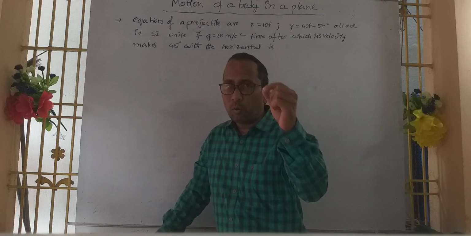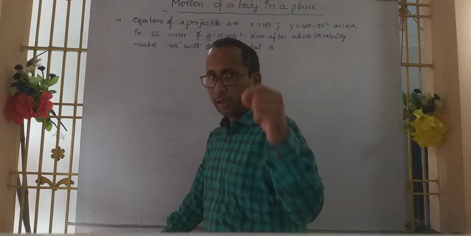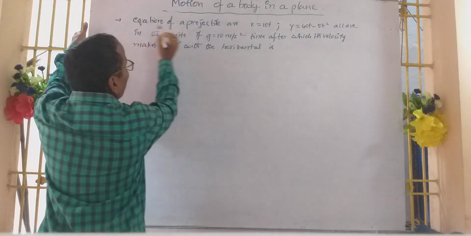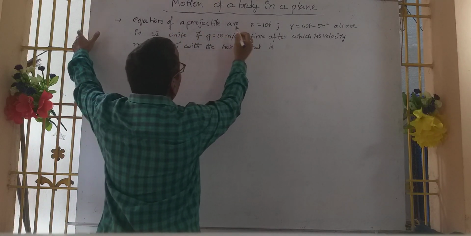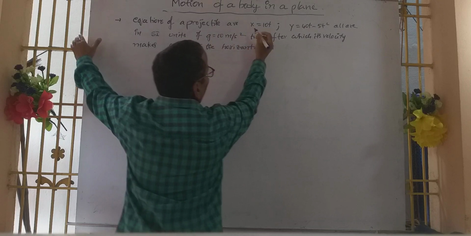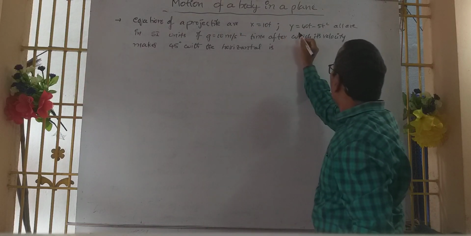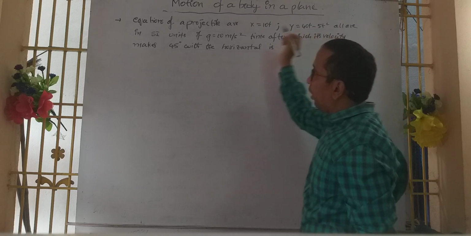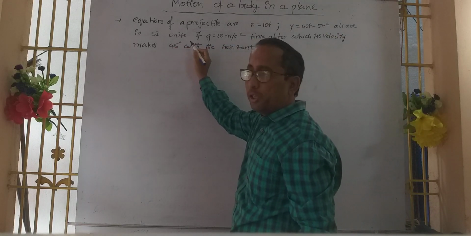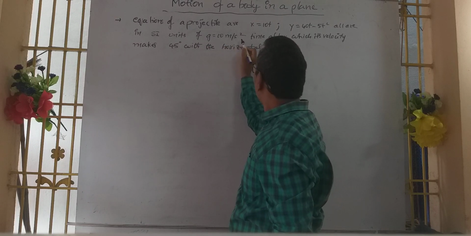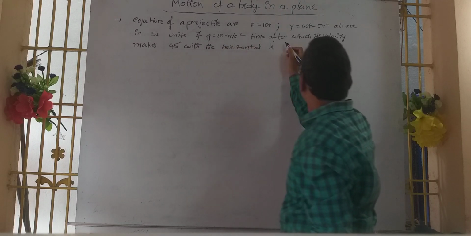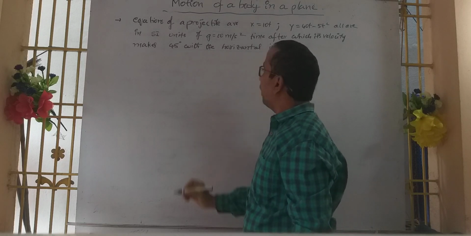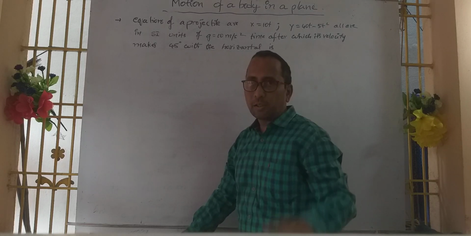Okay, now there is one numerical related to these concepts. I will read it. The equations of a projectile are x is equal to 10t, y is equal to 40t minus 5t square. All values are in SI units. If g is equal to 10 meters per second square, the time after which its velocity makes 45 degrees with the horizontal is. That is the problem.